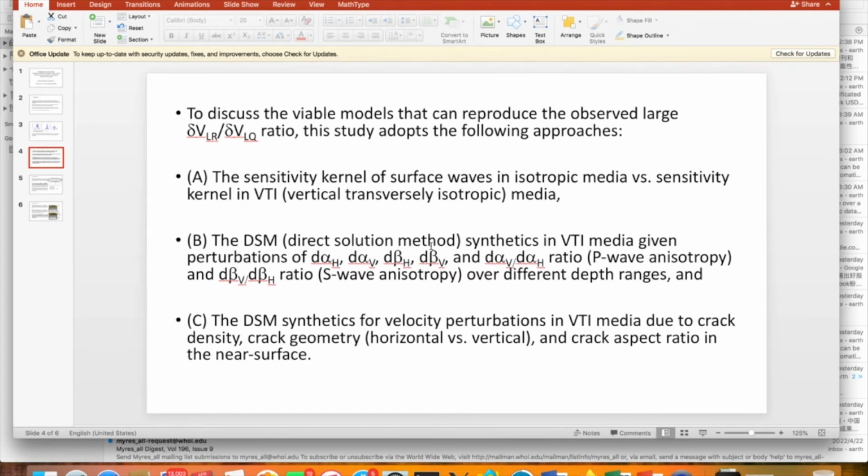We compute the synthetics in VTI media given perturbations of d alpha h, d alpha v, d beta h, and d beta v, and the d alpha v to d alpha h ratio, which indicates the degree of P wave anisotropy, and the d beta v to d beta h ratio, which indicates the degree of S wave anisotropy, over different depth ranges. And we compute the synthetics for velocity perturbation in VTI media due to crack density, crack geometry, horizontal versus vertical cracks, and crack aspect ratio in the near surface.